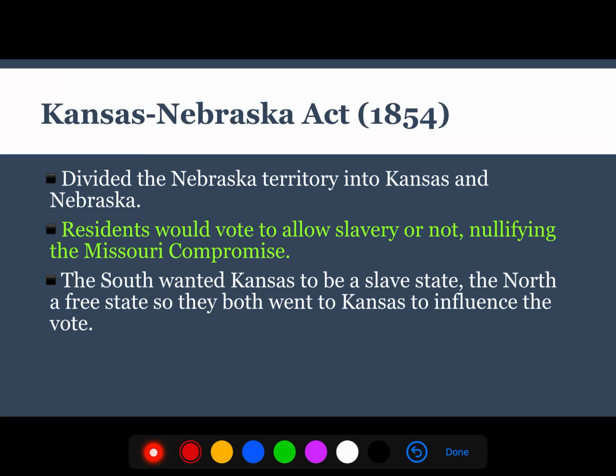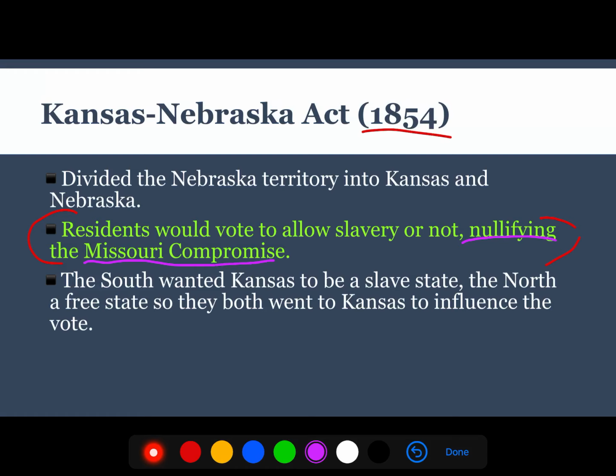Next big piece of this sectional crisis puzzle is the Kansas-Nebraska Act, 1854. Nebraska Territory had been one big piece, and it gets split into two parts. And the key part here is that the residents would be allowed to vote on slavery. And the reason that that's a big deal is because it nullified the Missouri Compromise.